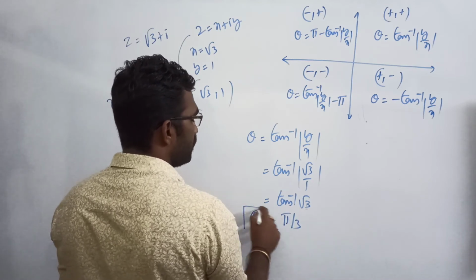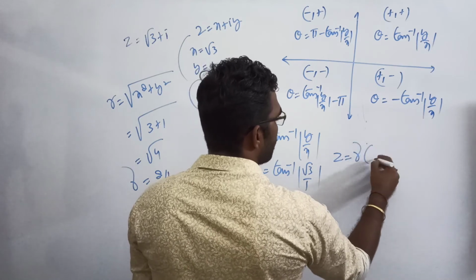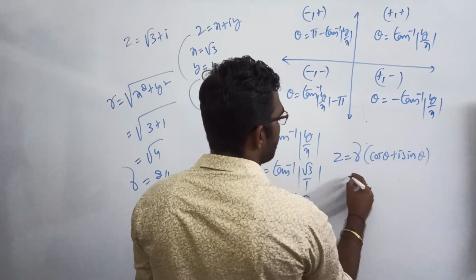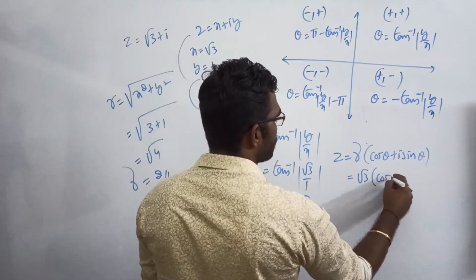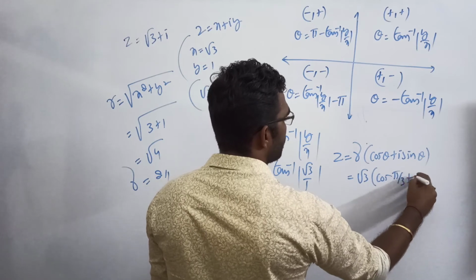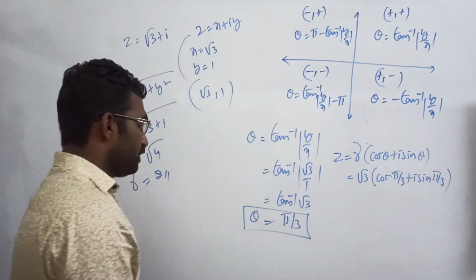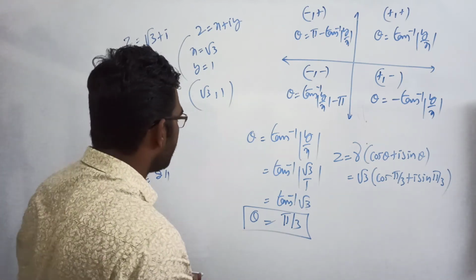Therefore, if you substitute theta in the standard form, z equals r cos theta plus i sin theta, we get 2 cos pi by 6 plus i sin pi by 6. Okay, next question, so simple: they have given z equals i.